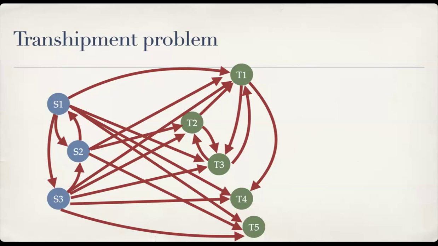And it's possible that you ship some goods through a different supplier. For example, S1 ships to S2 first, and then from S2 you ship to the customer. Or we can ship the product to T2 and ask T2 to ship to another customer like T1. Each route has a different cost coefficient.